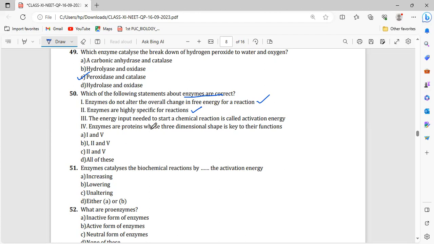The energy input needed to start a chemical reaction is activation energy. This is the extra energy which the reaction requires to convert into product, that is activation energy. Enzymes are proteins whose three-dimensional shape, that is the tertiary structure of the proteins, is necessary for their function, which is also correct. So all the statements are correct.